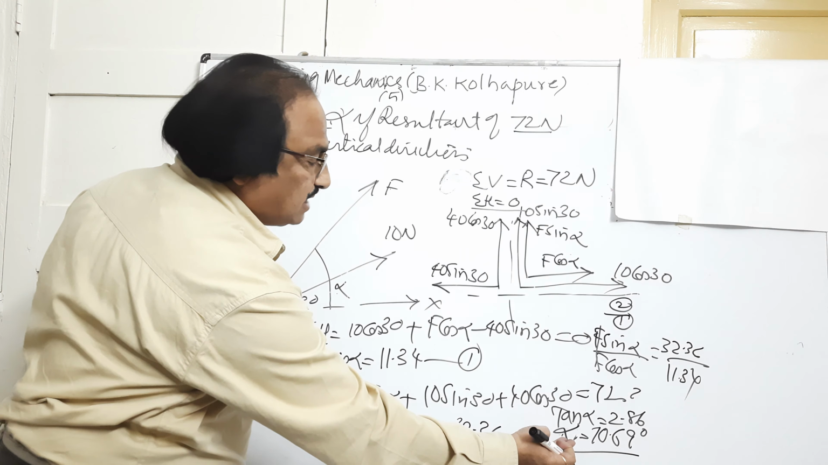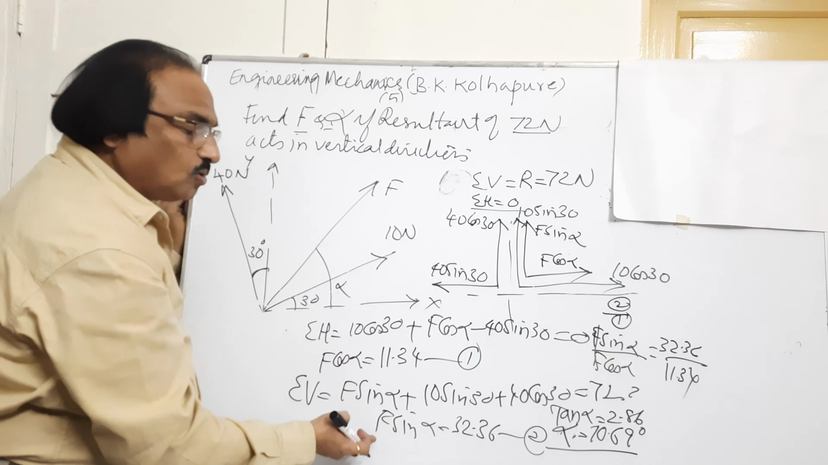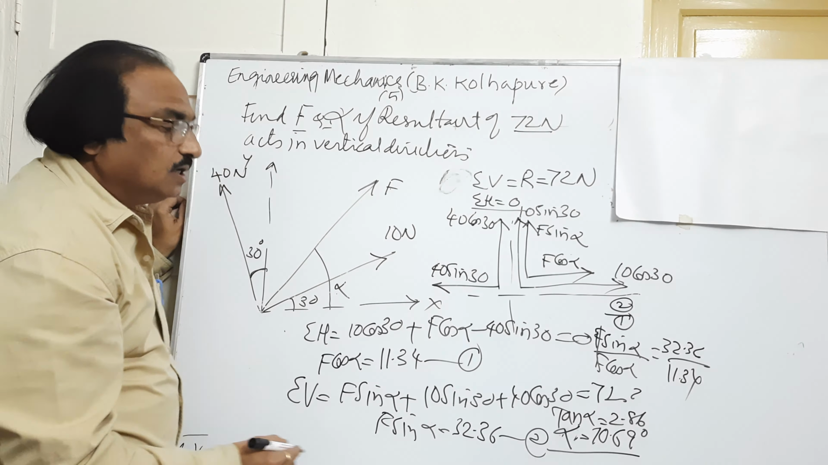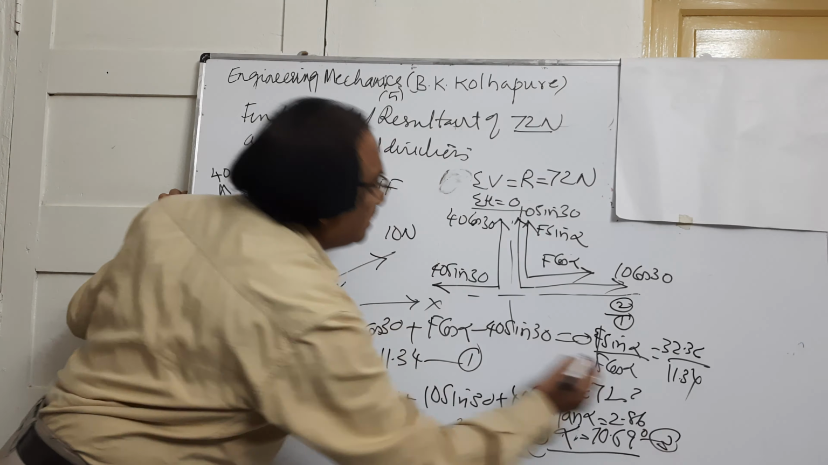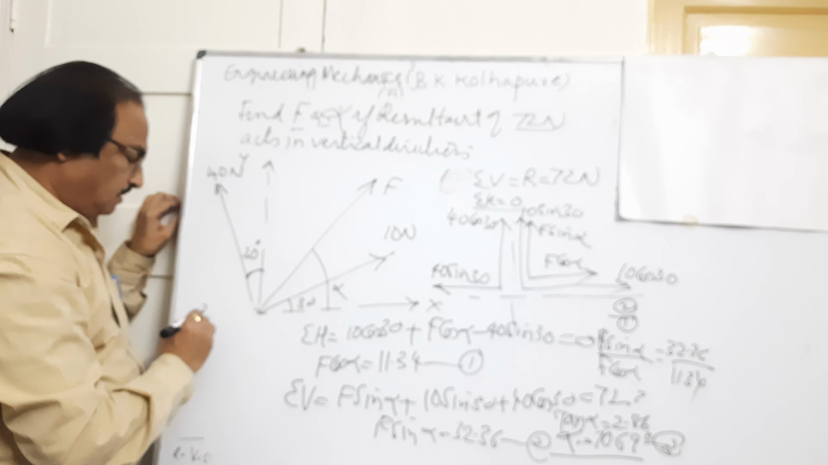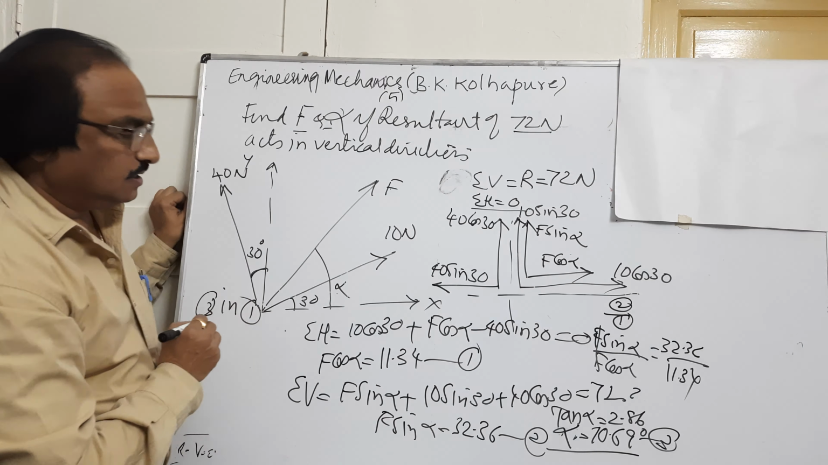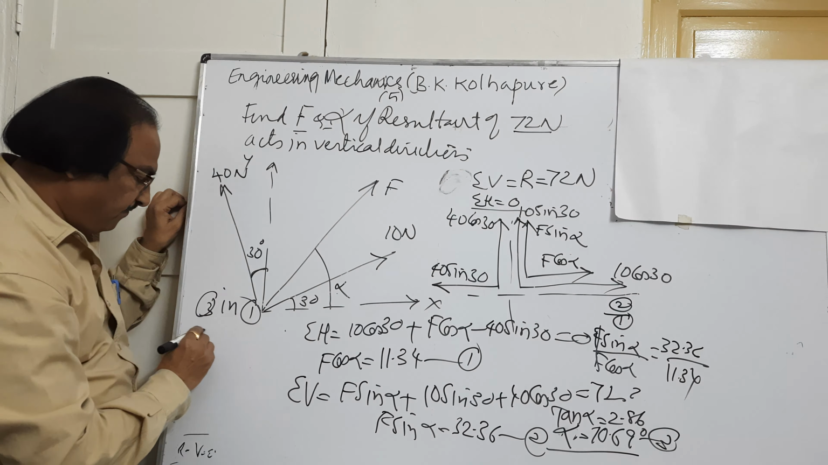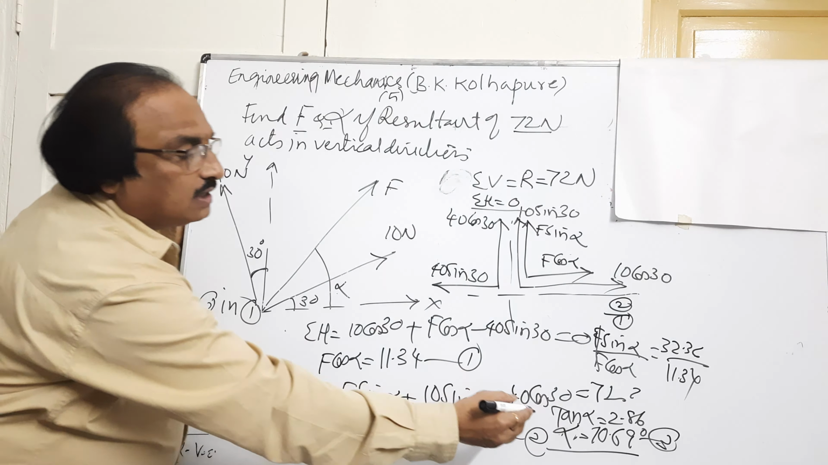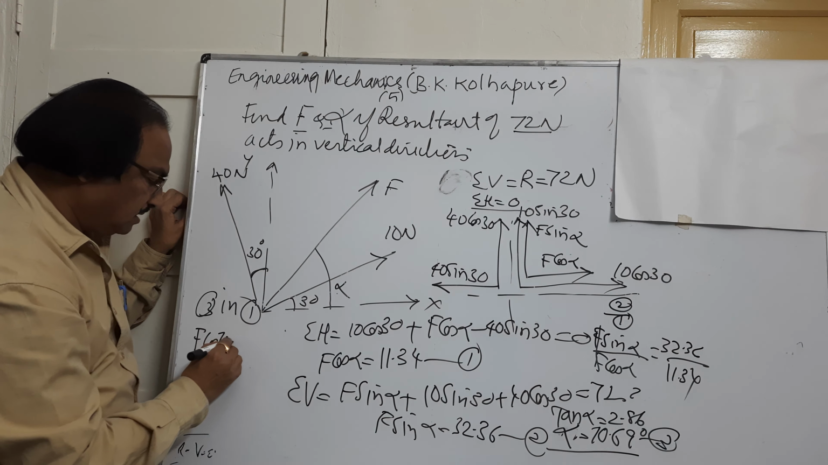So you got alpha. Now you substitute this alpha either in equation 1 or 2, you get the solution. Suppose I call this as 3, substituting 3 in 1, F cos of 70.69.